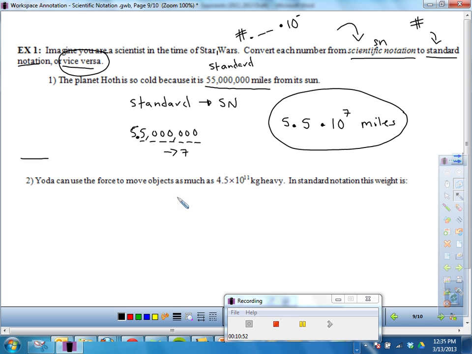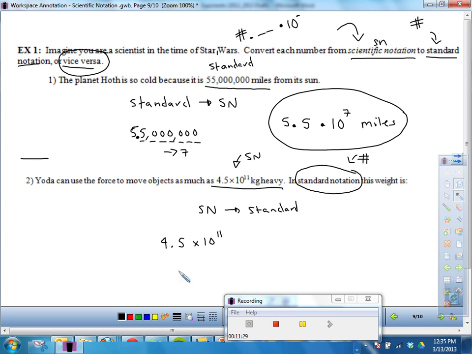Yoda can use the force to move objects as much as 4.5 times 10 to the 11th kilograms heavy. In standard notation, this weight is. So it wants us to write it in standard notation. Well, I know standard notation is the number. I know that this is scientific notation. So I need to go from scientific notation to standard. So I'm going to go ahead and rewrite this. 4.5 times 10 to the 11th. So in order to go from scientific to standard, first thing I'm going to do is rewrite my 4.5. I know I'm going to move 11 to the right because it's a positive.